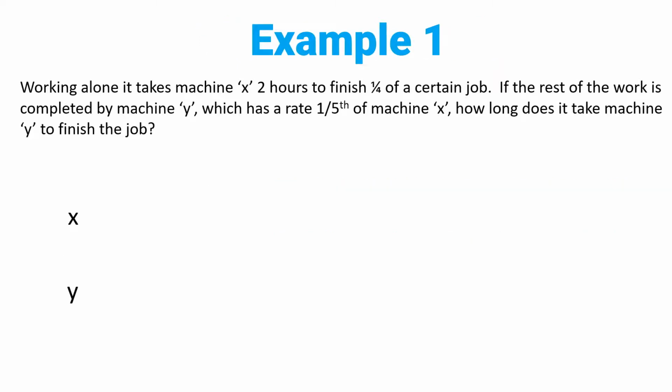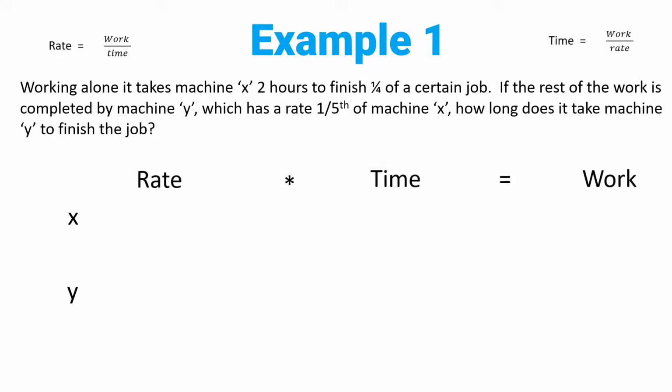Example 1. Working alone, it takes machine X 2 hours to finish 1/4 of a certain job. If the rest of the work is completed by machine Y, which has a rate 1/5 of machine X's, how long does it take machine Y to finish the job? Okay, I don't understand what any of that means, but do you know what I do understand? I understand that rate times time equals work, and I also know that rate equals work over time, and time equals work over rate. And with that, we're going to be able to solve this pretty easily.